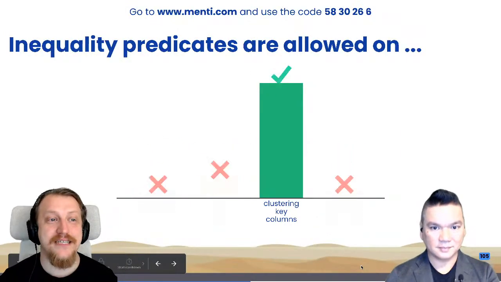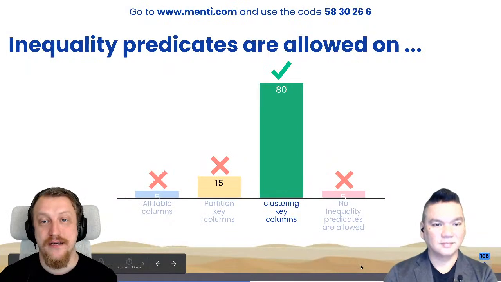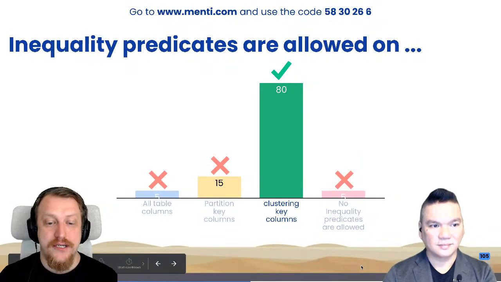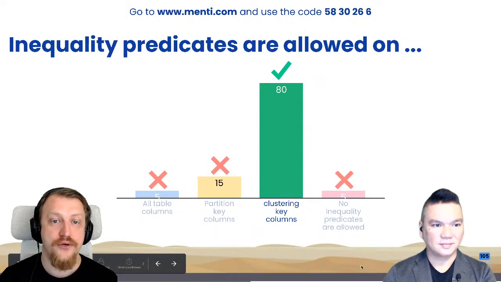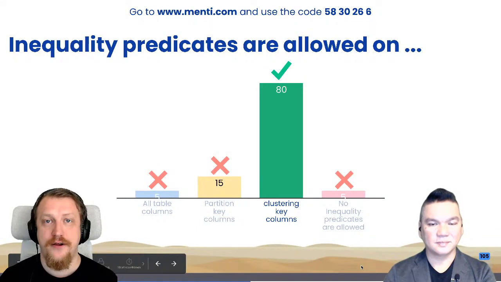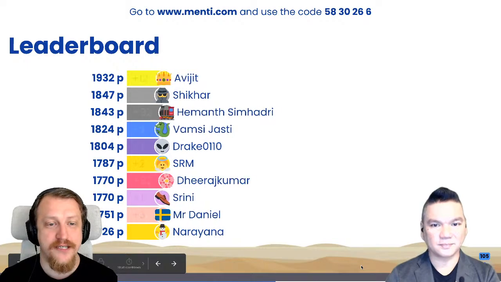And the correct answer is yes, inequality predicates are allowed on clustering key columns. And no, inequality predicates are not allowed on the partition key columns, at least by default. You can enable that with ALLOW FILTERING, but that's a very, very, very bad idea. So let me take a look who made a mistake.